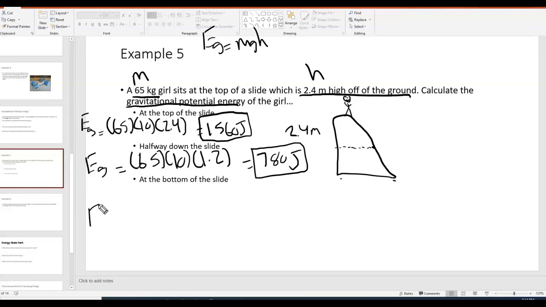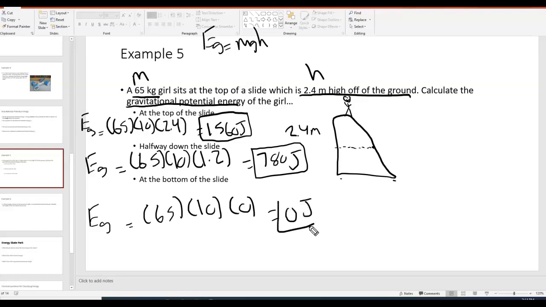And at the bottom of the slide, what is her height? Well, at the bottom of the slide, she has no more height. Her height is 0. Okay, so her EG would be 0. Now remember that energy is going down, but her total energy is not disappearing. It's just being transformed. So as EG gets smaller and smaller, where is that energy going? It's going into kinetic energy. Okay, so she slides faster and faster and faster as she goes down the slide. Okay, so that is example 5. Pause it there if you need to look at those calculations.